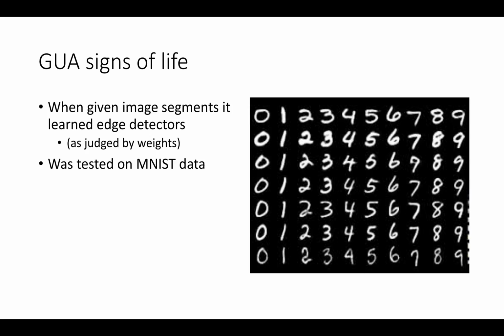Then I wanted to see what I could do with a more complex data set. The data set that I chose was the MNIST data set. For those not in the know, it's a data set of digits that look like these digits right here. There are 60,000 of them in the training set and 10,000 of them in the test set.